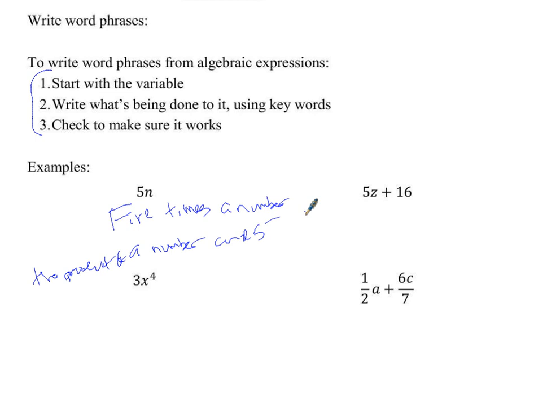5z plus 16. Where should I start? Start with a variable. So what do I write? A number. All right. What am I doing to a number? Multiplying it by 5. So what should I write? So a number times 5. Sure.